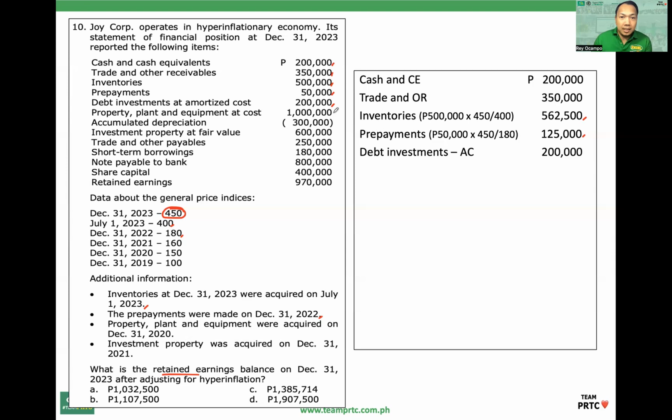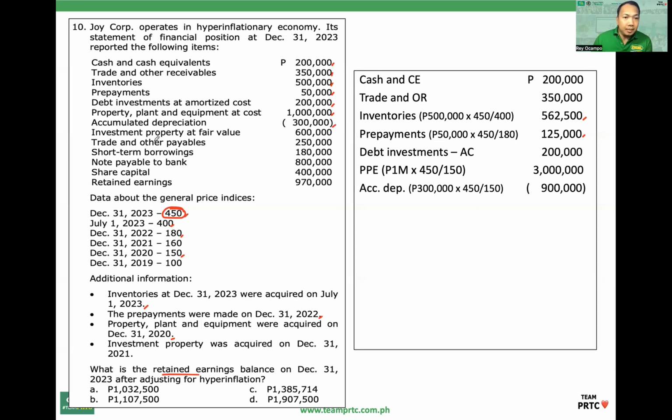Okay, PPE, non-monetary. So, carried at cost. So, restated. How? That's 1 million times 450 over the index when acquired on December 31, 20. The price index at that time is 150. So 450 over 150. Do the same on accumulated depreciation. So that's 300,000 times the year-end index over the index at the time of purchase.